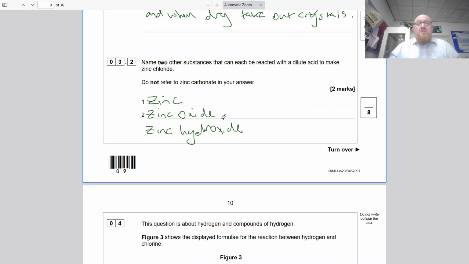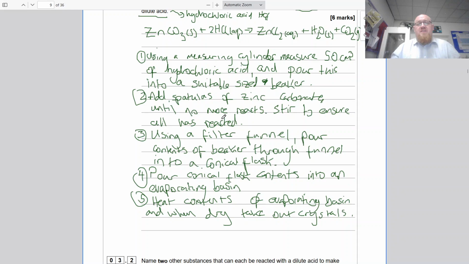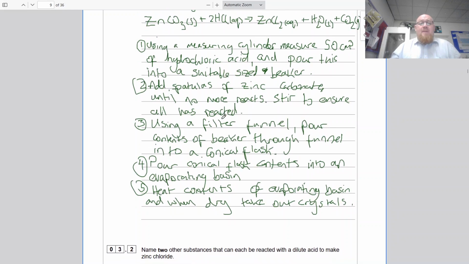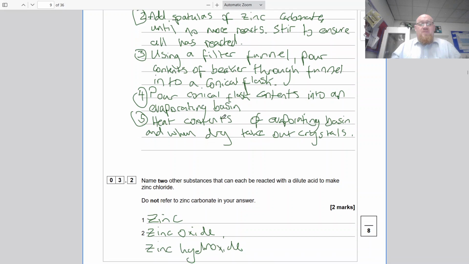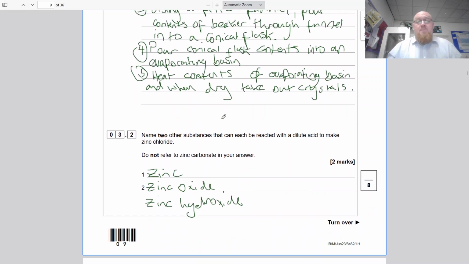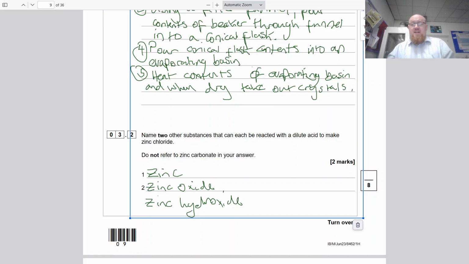So there are lots of different ways of making the same thing, but it's really important when you do these that you're very specific about how much you're putting in there, and make sure that you are specific about which acid you're using, etc. So that's the end of question 3.